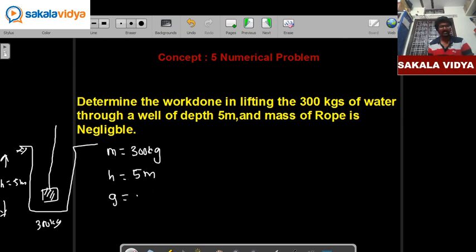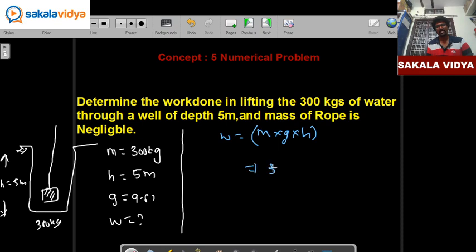So acceleration due to gravity is 9.81. What do you have to find here? Work done. So what is the formula for that? Work done is equal to m into g into h. So mass is 300, g is 9.81, h is 5.